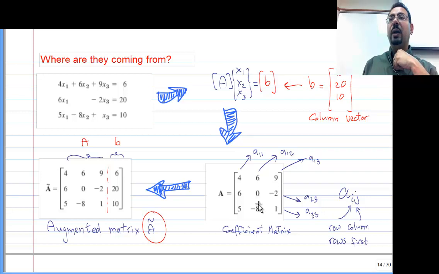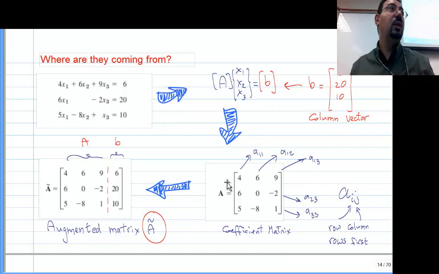Any one of those elements, we can also call Aij. For example, this one would be A23, because that's the entry in the second row, third column. And this one would be A33. And this one would be A22, and that's A11. Very good. So this is the coefficient matrix.